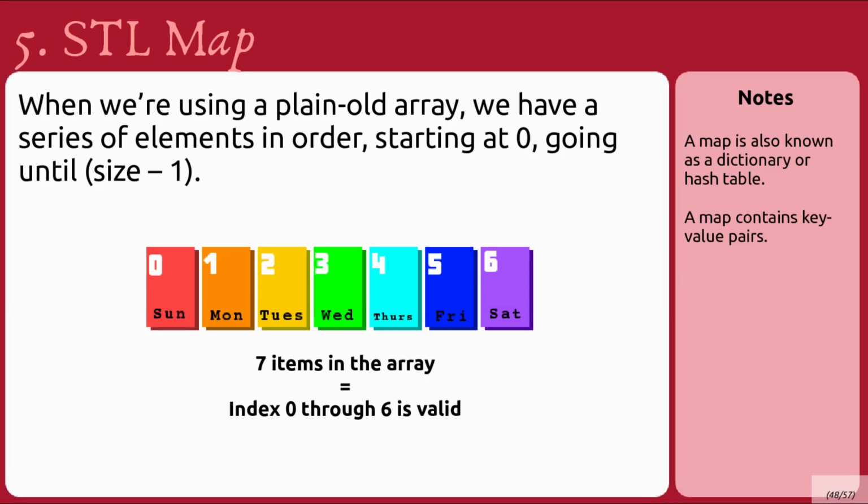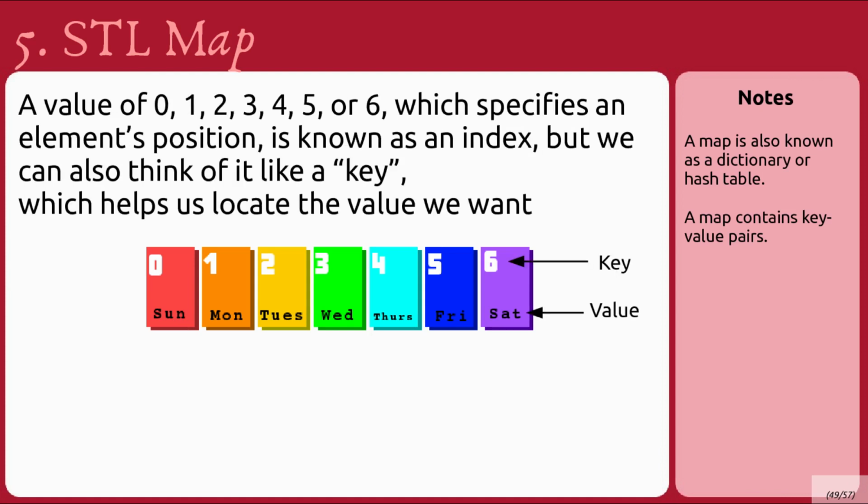When we're using a plain old array, we have a series of elements in order, starting at 0 and going until size - 1. So, if we have an array of 7 items, the valid indices are 0 through 6. A value of 0, 1, 2, 3, 4, 5, or 6, which specifies an element's position, is known as an index, but we can also think of it as a key, which helps us locate the value that we want.